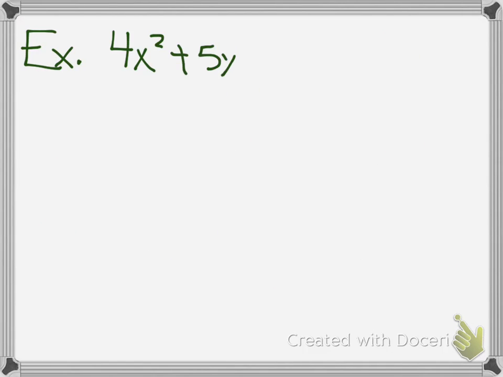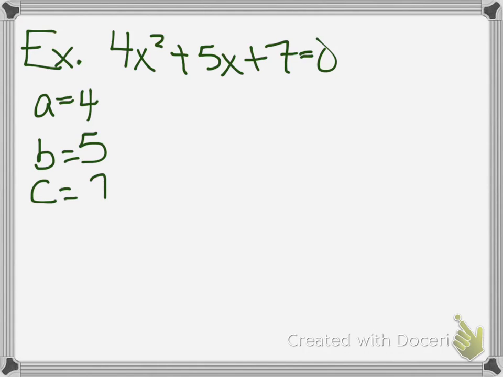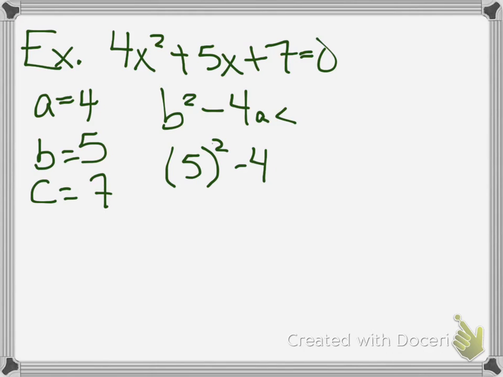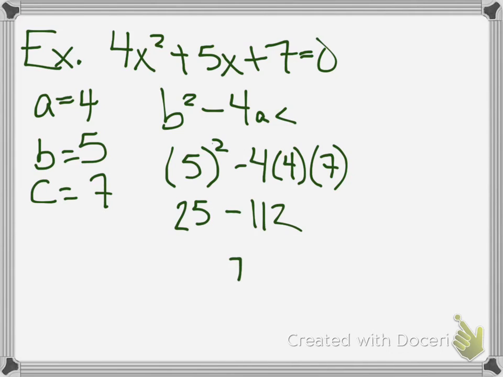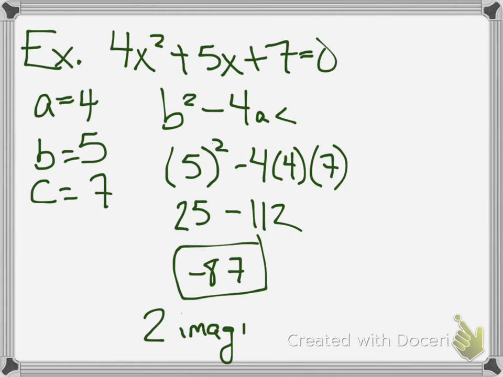Okay, so 4x squared plus 5x plus 7 equals 0. A is 4, B is 5, C is 7. We're going to plug those numbers into the formula. Keep in mind, I would always recommend putting the squared term in parentheses, because that way you'll likely avoid simple mistakes. Anyways, 5 squared minus 4 times 4 times 7 would give me 25 minus 112, which is negative 87. So the negative 87 is my discriminant, and that tells me I have two imaginary answers.